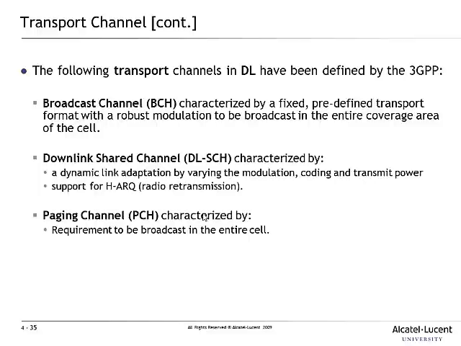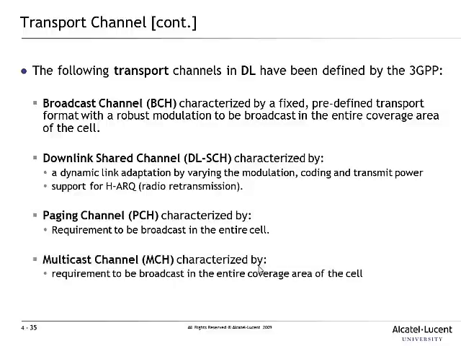So we have the BCH, the broadcast channel, the downlink shared channel, which is used for the transmission of data, and we have the paging channel, PCH, and the multicast channel as well. That's where all the multicast information is transmitted.